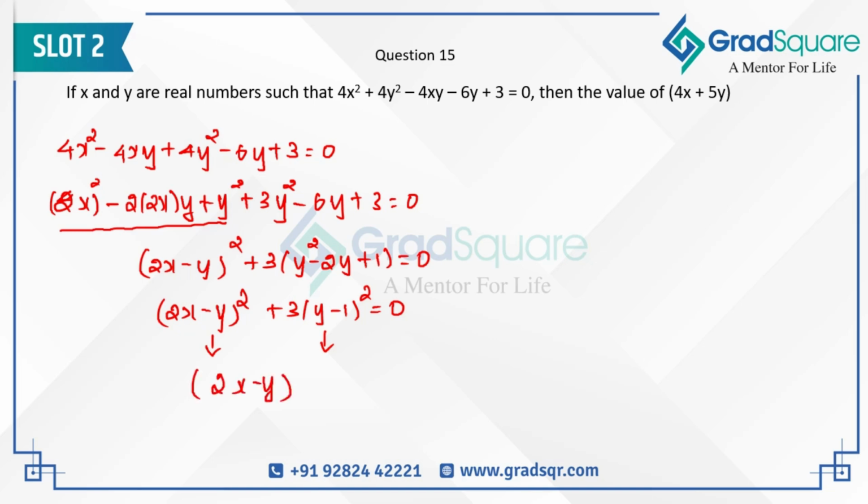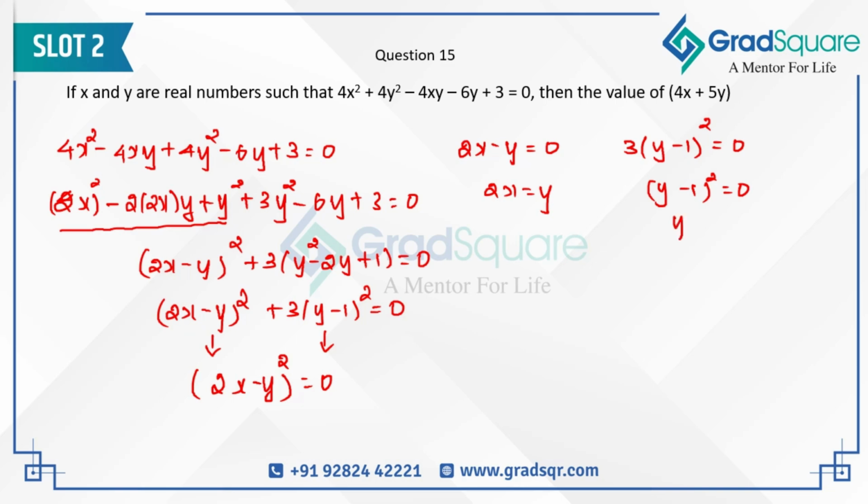So (2x − y)² should be equal to 0. From this I can write 2x − y = 0, and 2x = y. And also 3(y − 1)² = 0, or (y − 1)² = 0, or y − 1 = 0, or y = 1.